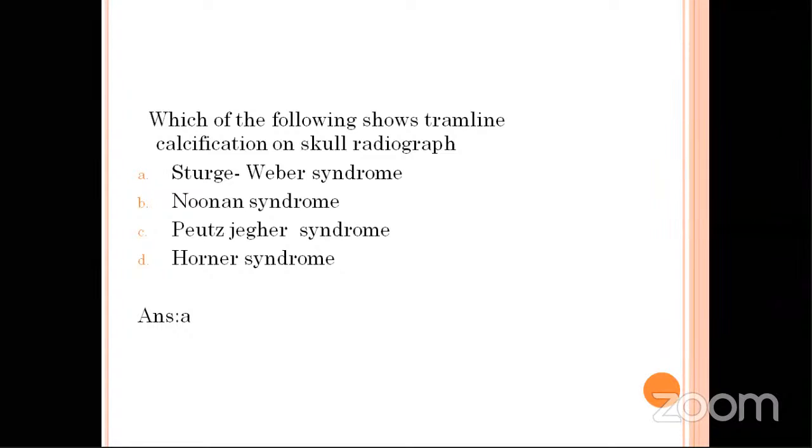Sturge-Weber syndrome is also called encephalotrigeminal angiomatosis. Okay, it will cause a port-wine stain along the trigeminal nerve. So we have seen herpes zoster and trigeminal neuralgia. The syndrome associated with the trigeminal name is encephalotrigeminal angiomatosis, involving the trigeminal nerve, the skull, the tramline calcification, and the patient will give history of epilepsy.